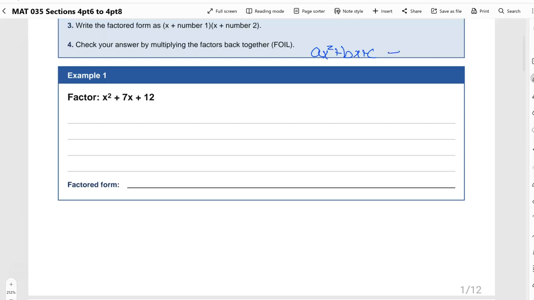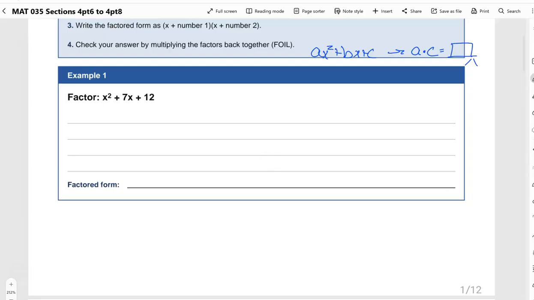What we're going to do is multiply a times c together, and we're going to get some kind of number. And then we're going to think about how can I factor that number? What are the different possibilities? And the goal is to choose the one that's going to add up to what the middle term is. So let's look at a few examples.